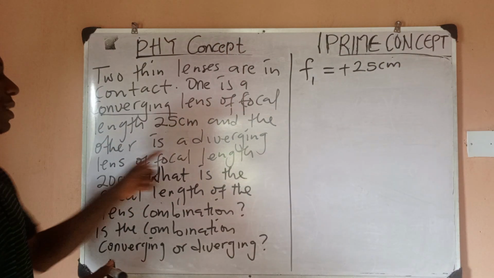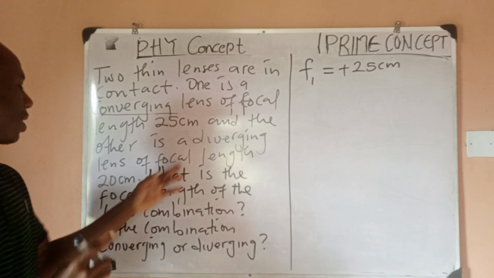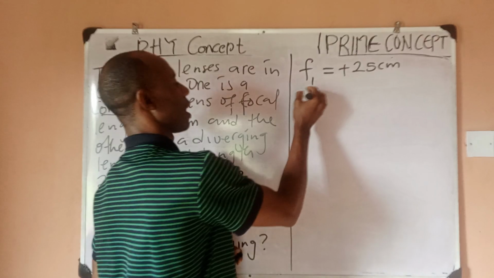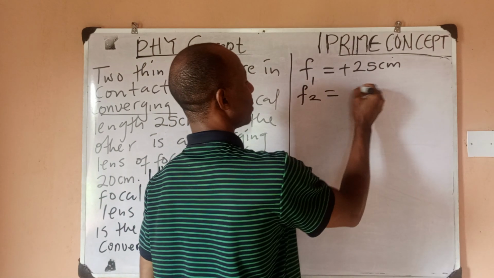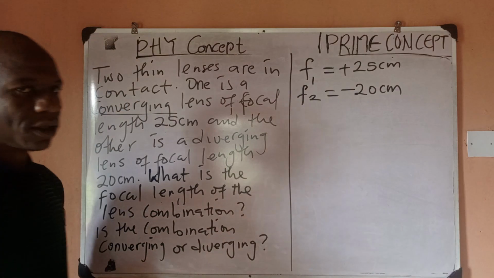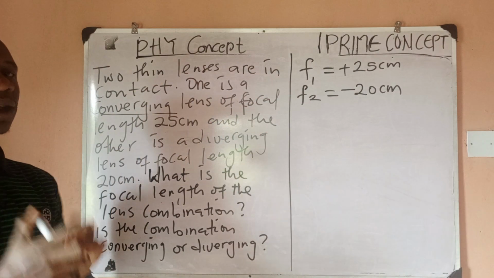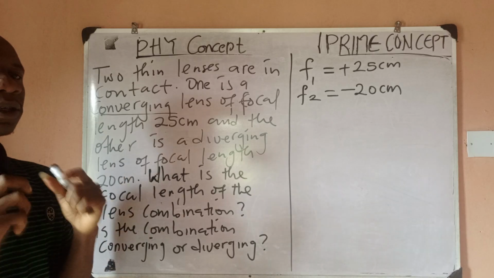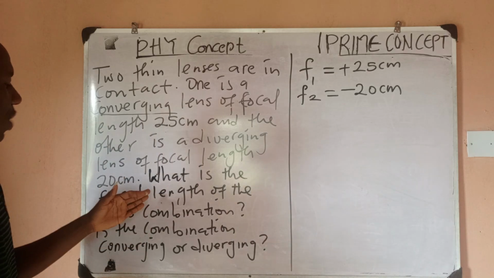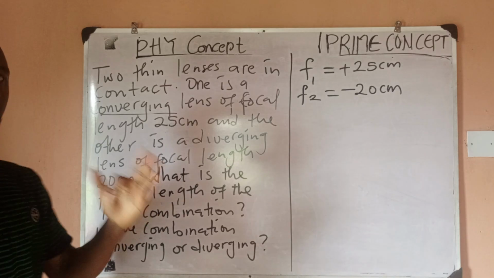And the other is a diverging lens. So the second one is diverging, which is a concave lens of focal length 20. And we also mentioned that the focal length of a concave lens should always be what? Negative. So we have this because we have to consider the sign convention when we're applying the combined focal length, right? Then the question says, what is the focal length of the lens combination?